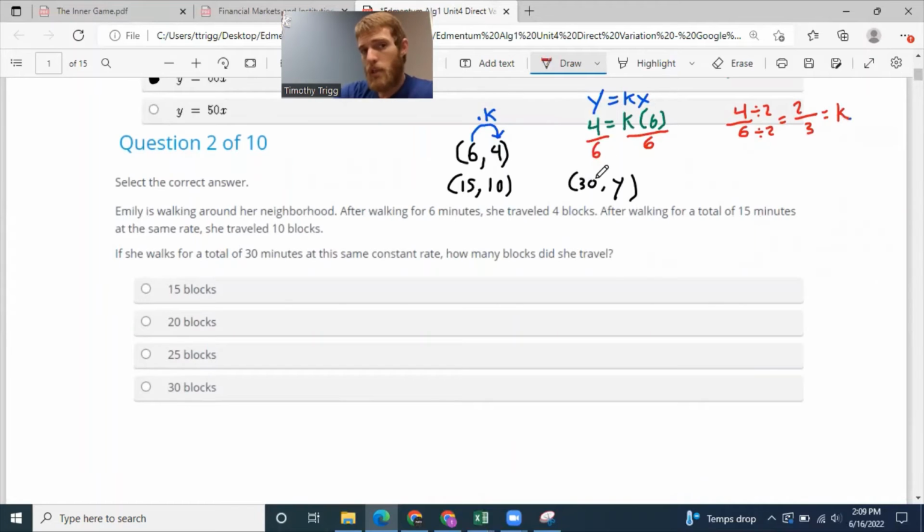So can we use that information to help us find y in this case? Yes. Remember, we could write it as y equals k, which is 2/3, times the value of x, which in this case is 30, for this coordinate point. How do we multiply a whole number times a fraction? You multiply the whole number times the top, then divide by the bottom. So 30 times 2 is 60. 60 divided by 3 is 20. 20 blocks. And there you go.